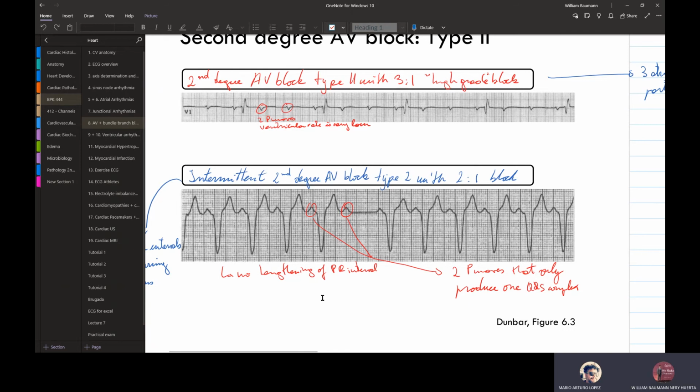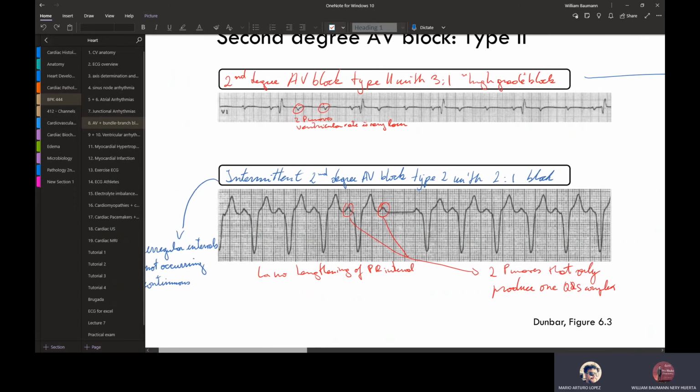So if we look, here is the QRS. That's the P wave. That's the T wave. Here we see a P wave that's not gone through. And then another P wave. And then another P wave. So that's 2-to-1. 2 P waves that only produce 1 QRS complex. No lengthening of the PR interval. That is the characteristic part of this one compared to the type 1.